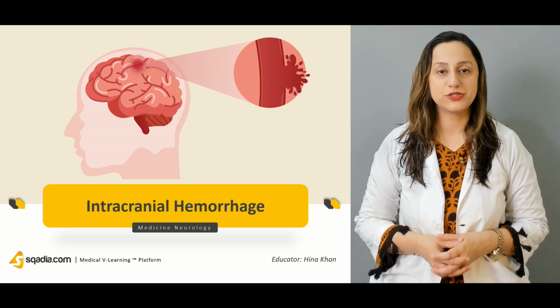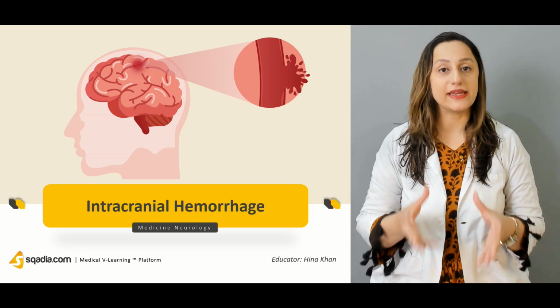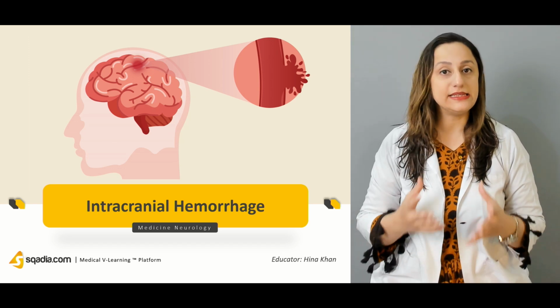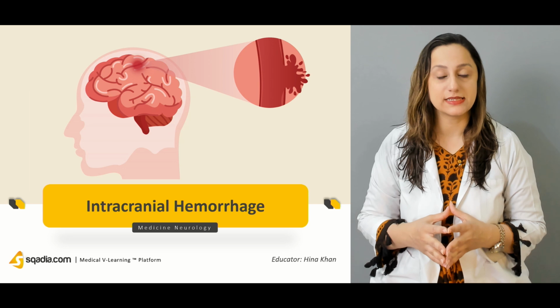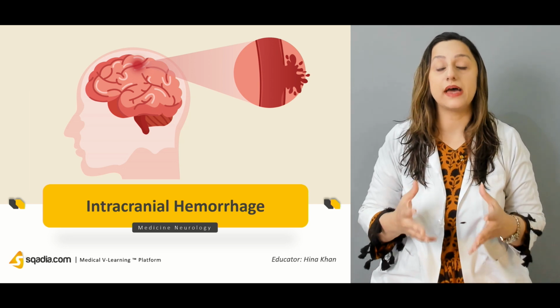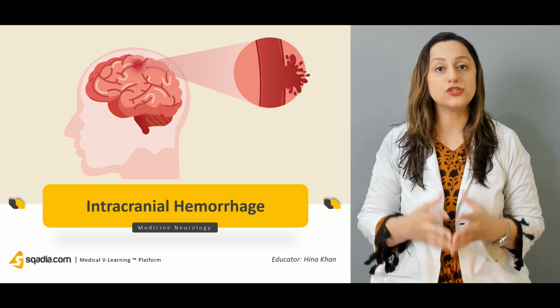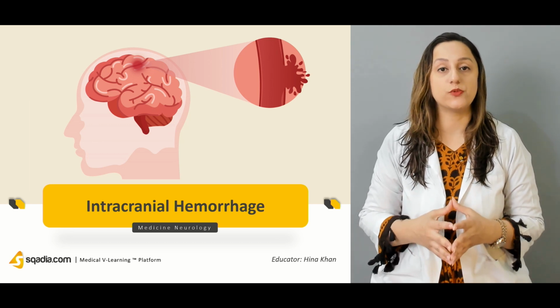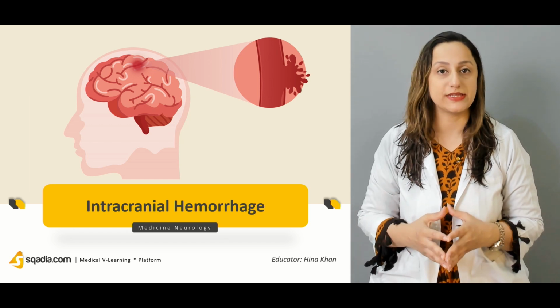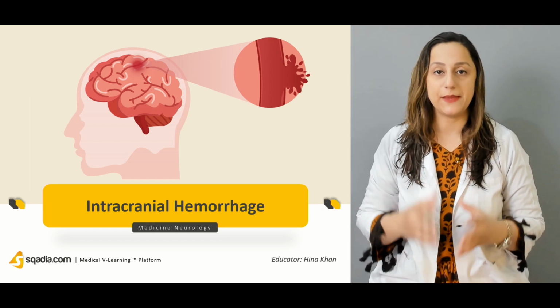Having talked about the different varieties of strokes, we know that basically we are dealing with these two major varieties. One is the ischemic kind of stroke, and on the other hand, we have the intracranial hemorrhages, which is also termed the hemorrhagic variety of strokes that we're going to discuss today.